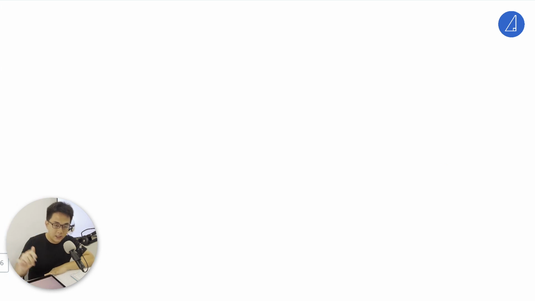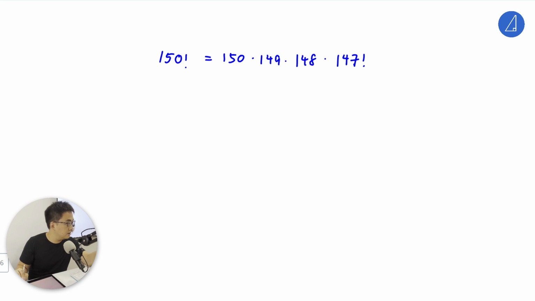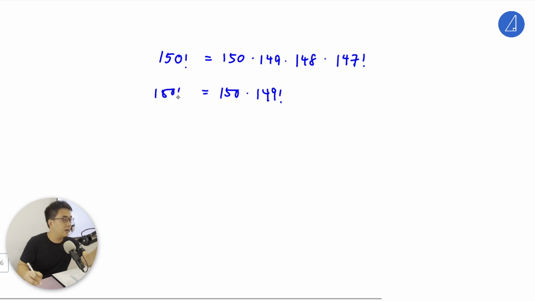So don't worry, let's try and revise what factorial is. For example, 150 factorial will just mean 150 times 149 times 148, all the way down to 1, right? But let's say I want to start at 147, what should I do? I just put a factorial sign behind it. Then it will be balanced. Understand? So that's the idea of factorial. Now, don't think that it will be so simple.